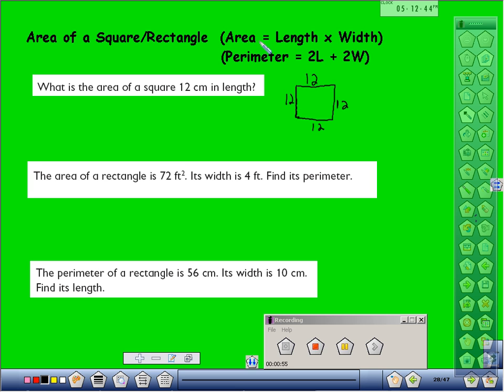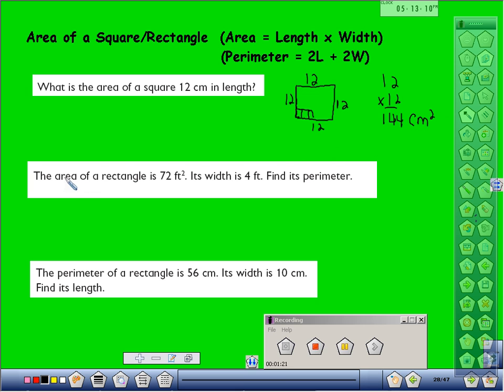But if we use the formula length times width, we only need to go 12 times 12. 12 times 12 is 144. Now since we're talking about area, it's how many squares would fit in here. Well, actually, if it's 12 centimeters by 12 centimeters, 144 squares will fit in there. So we're going to say 144 centimeters squared.